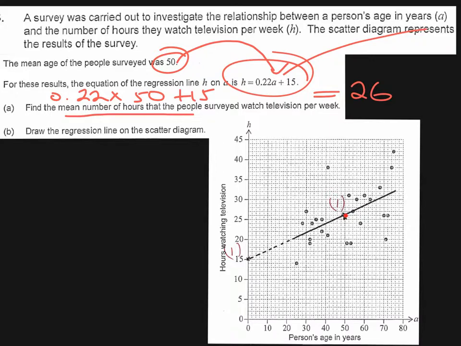The line of regression needs to go through that point, and then we've also, in effect, here got the y-intercept, which is at 15, so it should cut through there, and it should broadly divide the points accordingly.